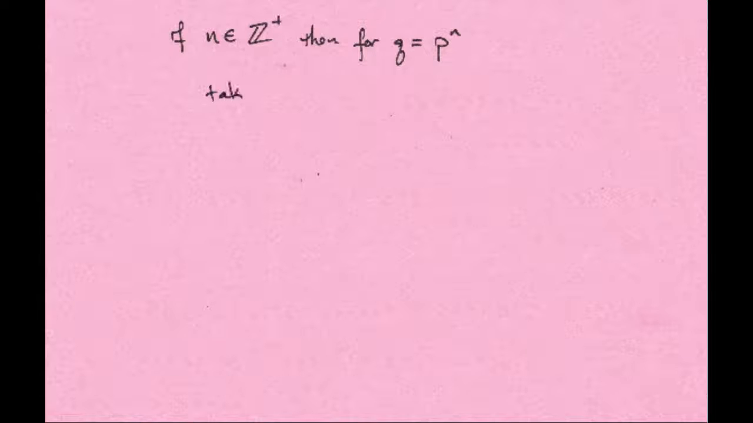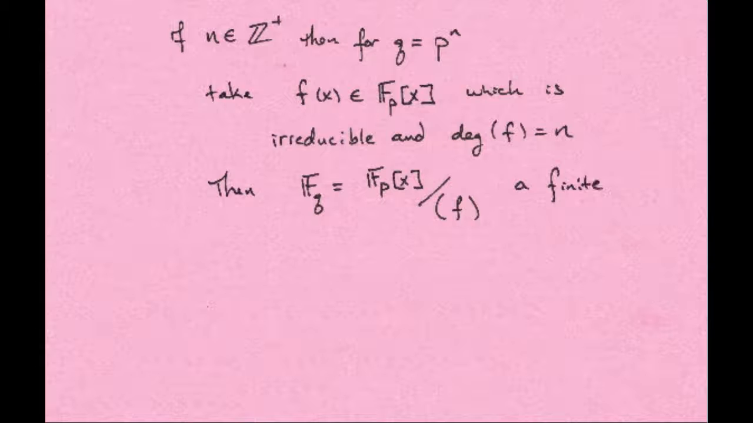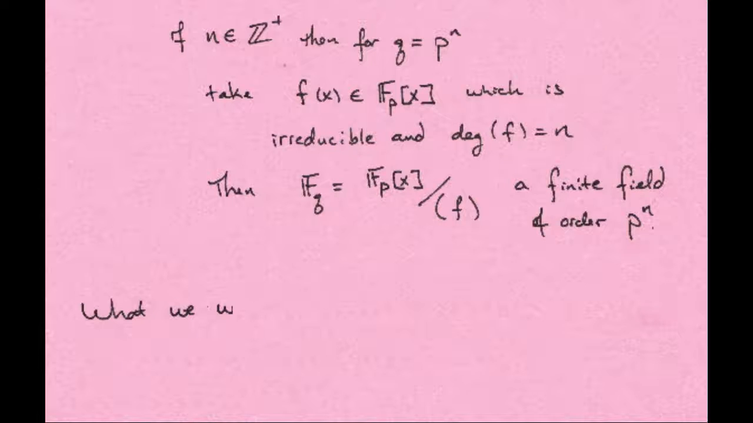More generally, if n is a positive integer and again p is a prime number, then if we take q to be p to the nth power, then we can take an irreducible polynomial of degree n over the field of p elements. And then if we take the quotient, the polynomial ring over the field of p elements mod our irreducible polynomial, then we get a finite field of order p to the n elements.